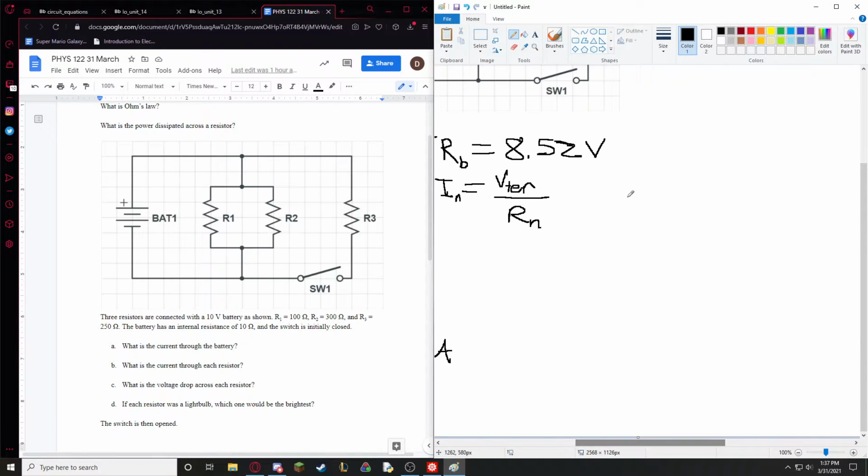So I1 would be our V terminal divided by R1, which is 100 ohms, so about 85 milliamps, 0.085 amps. I2 would end up being divided by 300 ohms. We get about 28 milliamps, 0.028 amps.